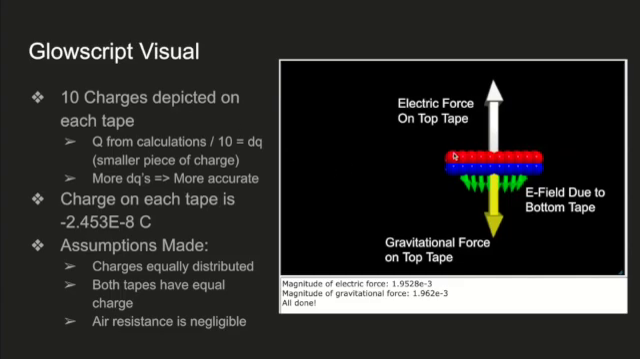Basically, in my experiment, I represented each tape as 10 different charges, and the more charges you represent the tape as, the more accurate your results will be. Some assumptions I made were that the charges were equally distributed and that both tapes had equal charge. And I also considered air resistance negligible on the moving tape.